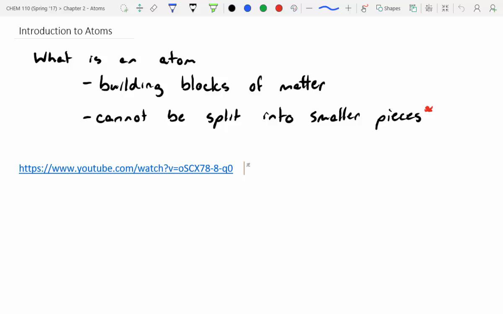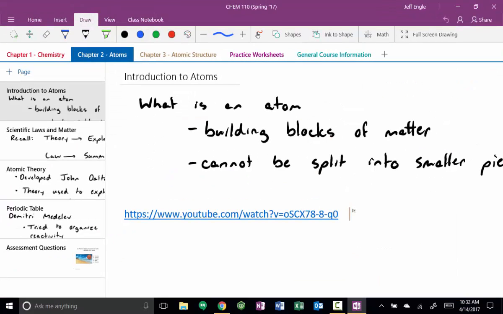The key takeaway from chapter 1 was the definition of an atom. We know that it's the building block of matter. It can't be split into smaller things. And then we went through all the scientific laws, so mass conservation, the law of definite proportions. We went through atomic theory, and then we talked a little bit about the periodic table, right? We're going to go back to the periodic table more in chapter 3, though.